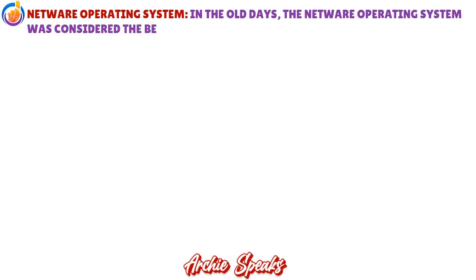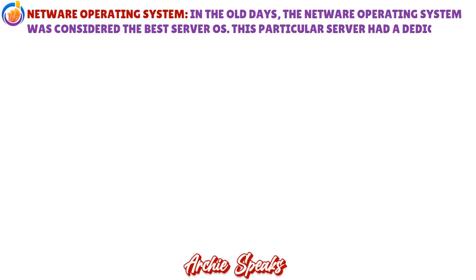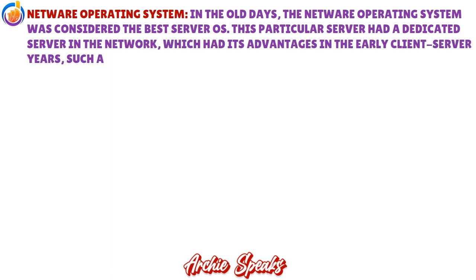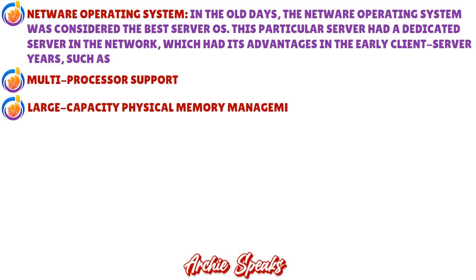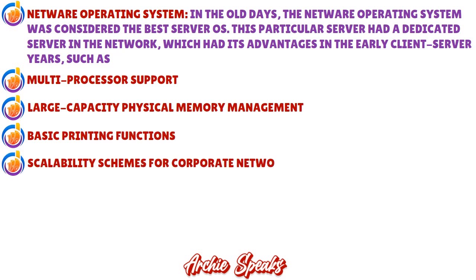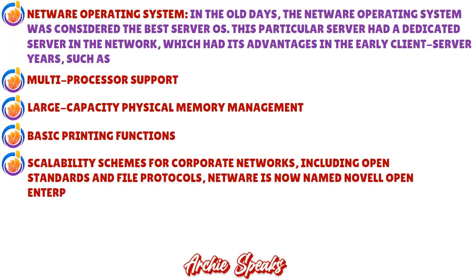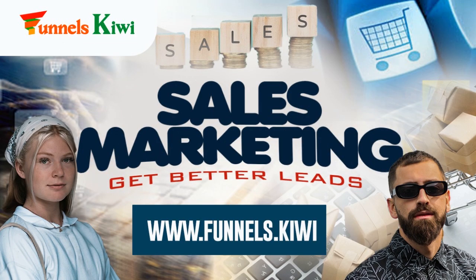And then you have the network operating system. In the old days, the network operating system was considered the best server OS. This particular server had a dedicated server in the network, which had its advantages in the early client server years, such as multi-processor support, large capacity physical memory management, basic printing functions, and scalability schemes for corporate networks, including open standards and file protocols. Netware is now named Novell Open Enterprise Server, OES, a Linux-based kernel.